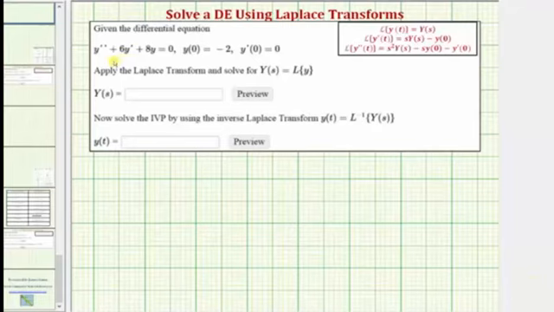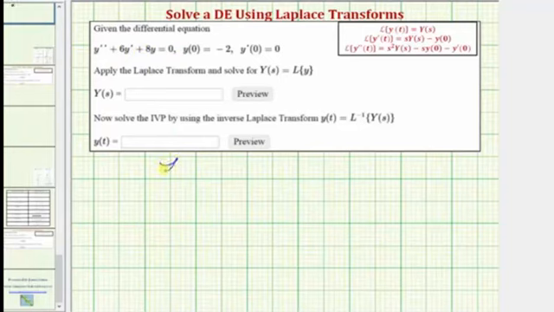Here we're given a homogeneous differential equation with initial conditions. And we're first asked to apply the Laplace transform and solve for big Y of s, which equals the Laplace transform of y, and then we'll solve the initial value problem by using the inverse Laplace transform to determine y of t, which is the particular solution, where y of t equals the inverse Laplace transform of big Y of s. So the first step is to take the Laplace transform of both sides of the differential equation.